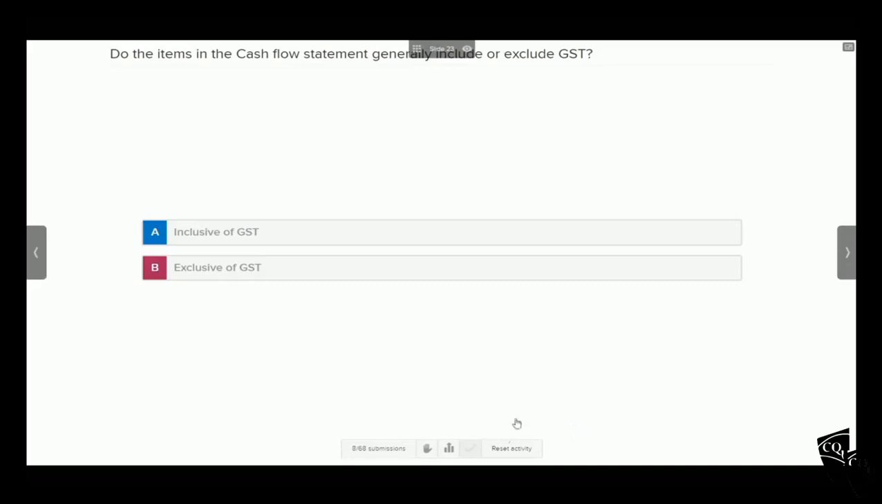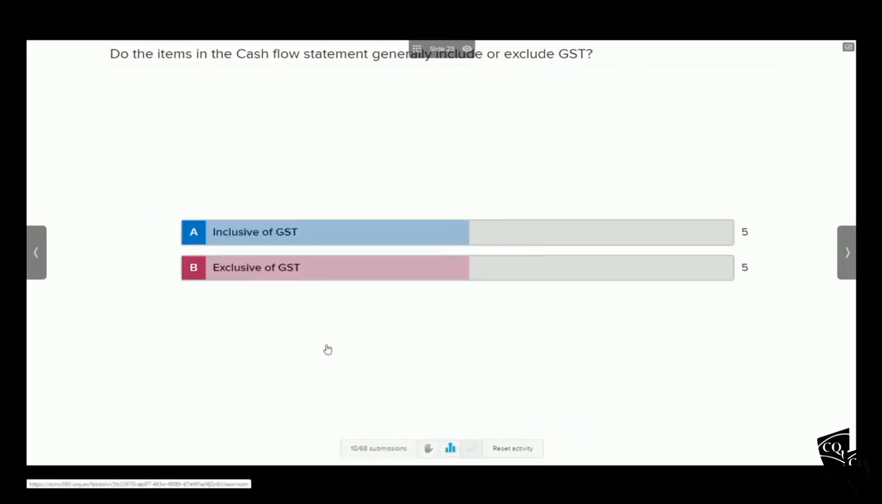All right, let's have a look at 8 submissions. Oh, they're fairly even. This is interesting. So are they inclusive? Are they exclusive? We know from previous weeks that the figures on financial statements are generally exclusive of GST, except for accounts receivable, accounts payable, and the 2 GST items on the balance sheet.